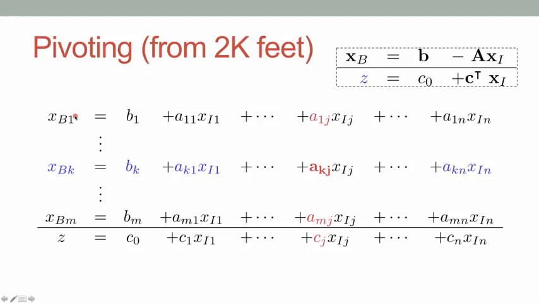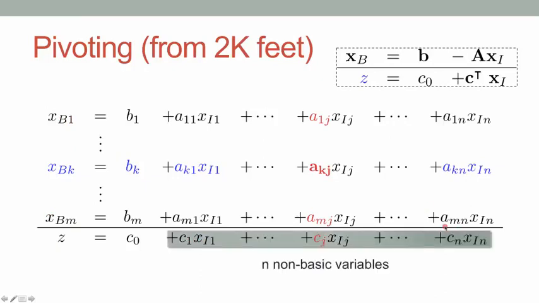So what does pivoting involve? Before we start describing pivoting, let's look at what a prototypical dictionary looks like. So here we have a dictionary. This dictionary has variables xb1 through xbm, and these are the basic variables. And you have some non-basic variables xi1 through xin. Okay, and this is how a dictionary looks. Great. So there are n non-basic variables, and there are m basic variables.